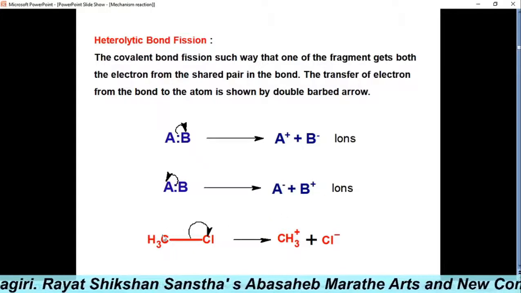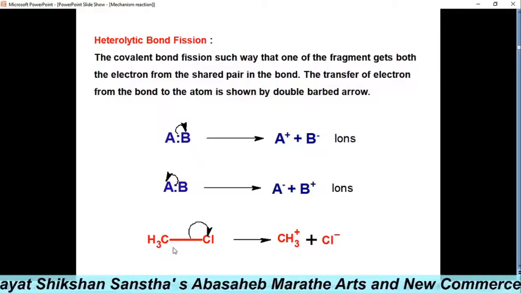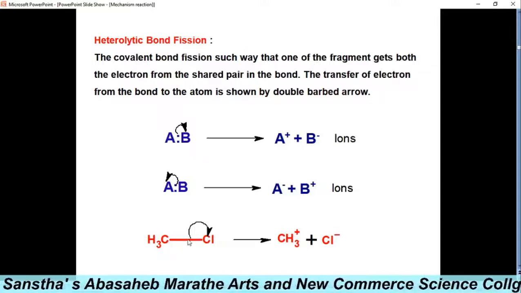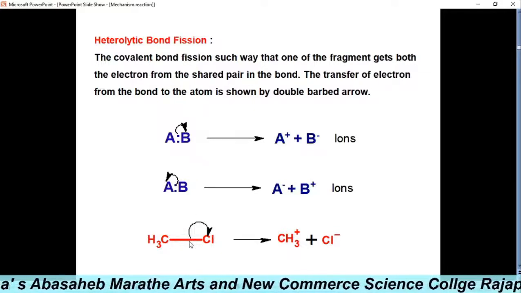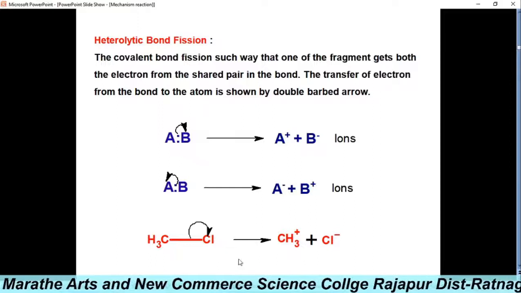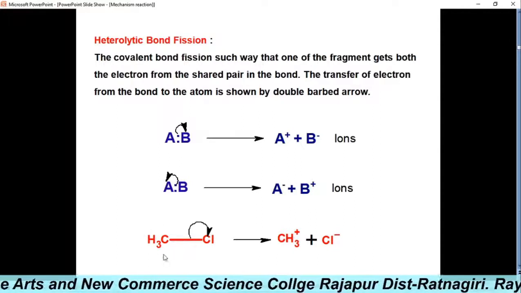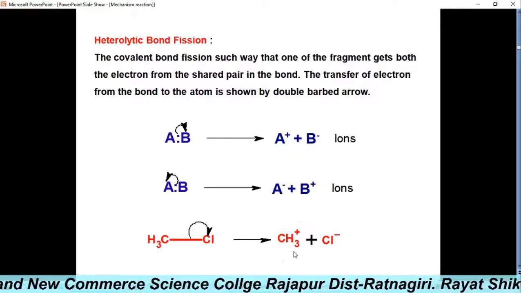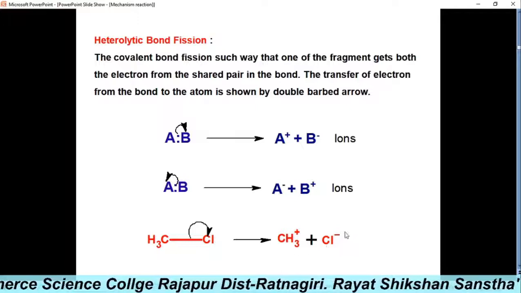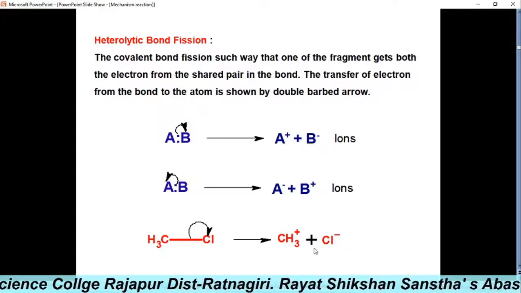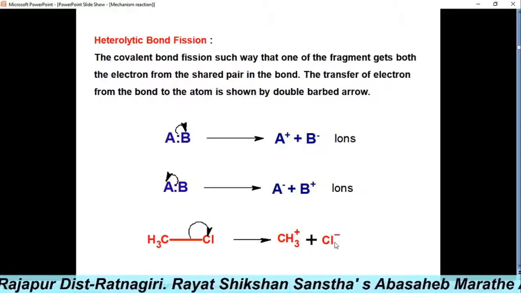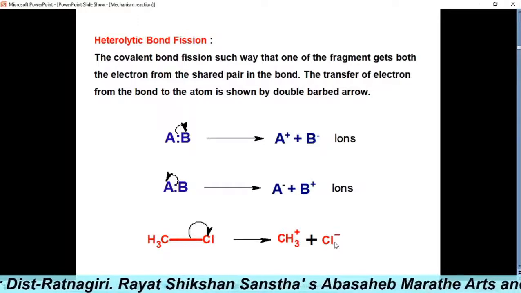Next we take another example, methyl chloride. The bond between methyl and chlorine breaks in such a way that both electrons go to the chlorine. So the carbon carries a positive charge and the chlorine atom gets a negative charge, producing two different ions, CH3 plus and Cl minus.